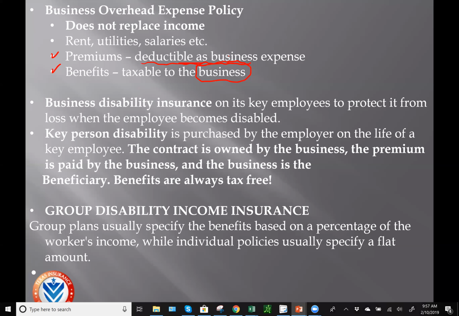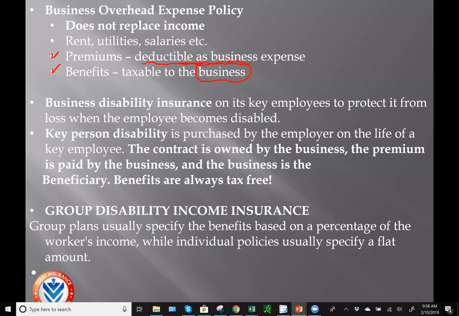Okay, let's first start with a key person policy. Key person, remember, is someone that has specialized knowledge, skills, and business contacts. So the business owner could purchase a policy on their key person. So if that key person became disabled, it would provide the business owner funds to hire and train a replacement.